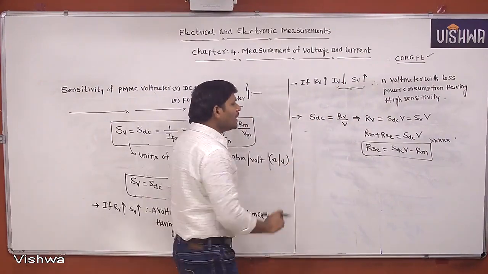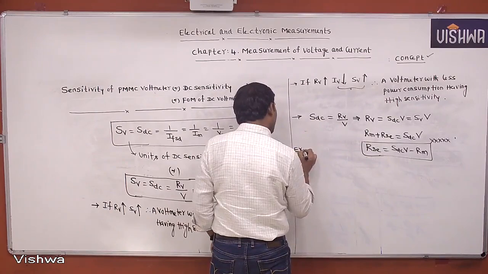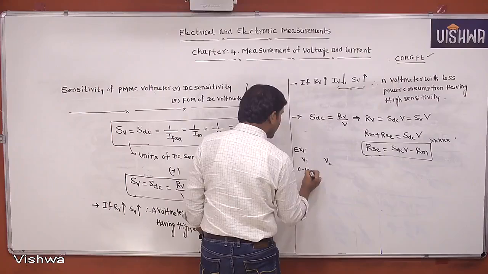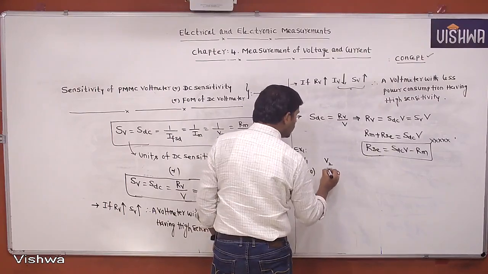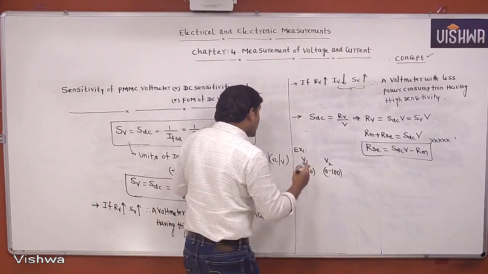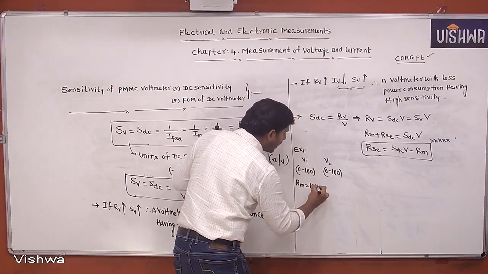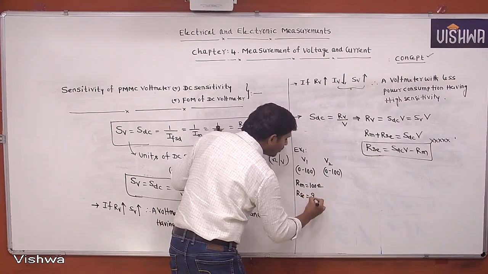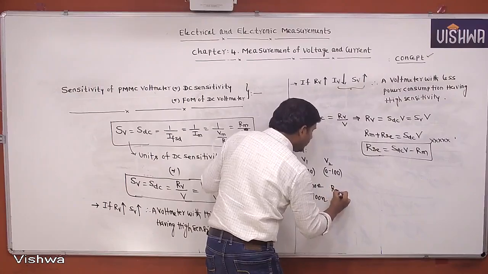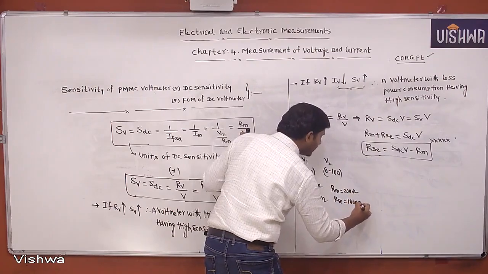But with respect to this concept, just for understanding, I am giving two examples. Example 1. Let us consider V1 and V2 as two voltmeters. Both are the same range voltmeter, 0 to 100 volts each. Then how to compare the sensitivity of these two voltmeters? Voltmeter 1 is designed with meter resistance equal to 100 ohms and series resistance equal to 900 ohms. This is a design consideration. But voltmeter 2 is designed with meter resistance 200 ohms and series resistance 1800 ohms.